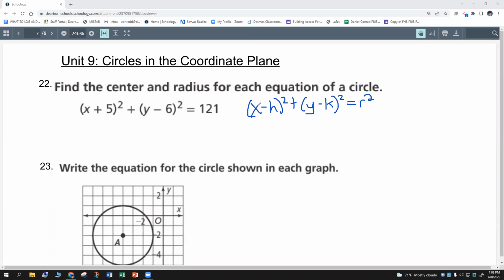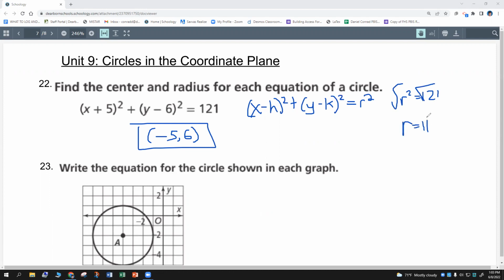So again, this says x minus h. That's the same as x minus -5. That's how you get a plus, if you do x minus -5. So h here is going to be -5. And then y minus k, so 6 is k, so the center should be -5, 6. And the radius, this is r squared here. So r squared is 121. If you take the square root of both sides, you get the radius is 11.